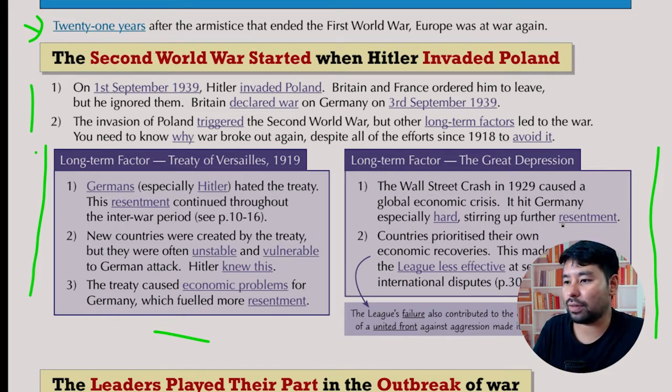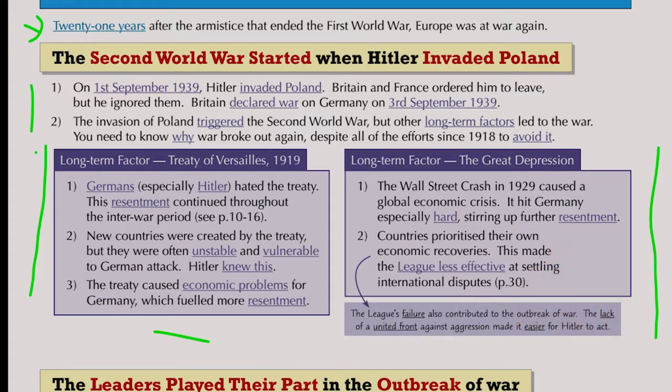Also, we have here the long-term factor, the Great Depression. When we talk about the Great Depression, we are talking about the Wall Street crash, this big financial problem that happened in the USA, in America. And then, of course, I'm going to read a little bit about that for you. Let's go now. I'm going to make my face disappear for a while, just to make it easy for you.